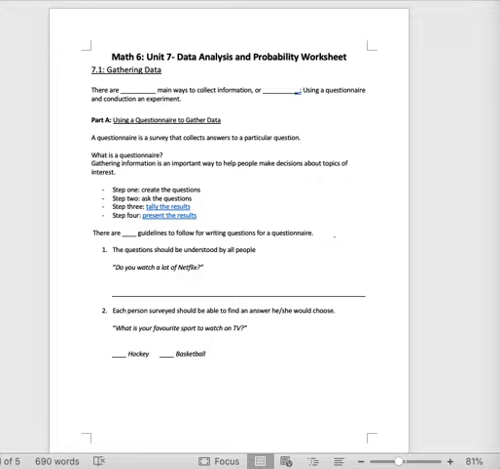All right, so data analysis and probability. What we're looking at is, first of all, data analysis. With data analysis, it's collecting information, presenting it, and then looking at it and noticing trends and patterns and stuff like that. What we're going to do is talk about how we gather data, first with questionnaires and then second with experiments.